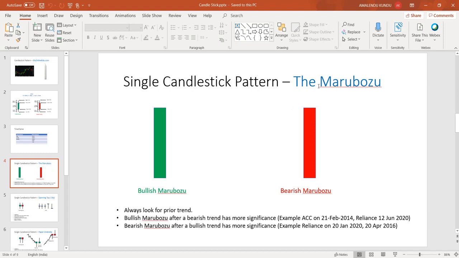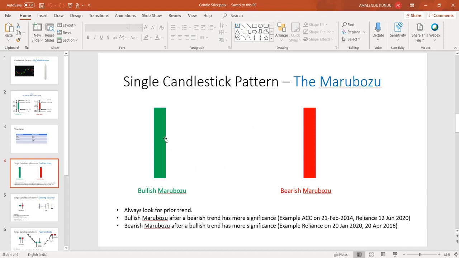So the first one is the Marubozu. Marubozu is a Japanese word for bald. Okay, so some person who doesn't have any hair, it's called bald, right? So Marubozu is something like that. So the pattern of the candlestick looks like this.